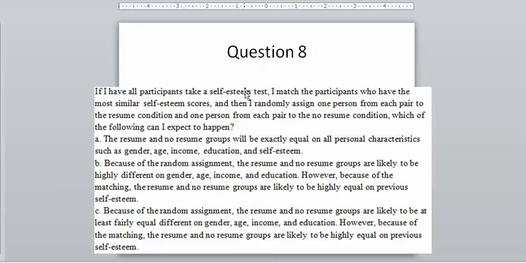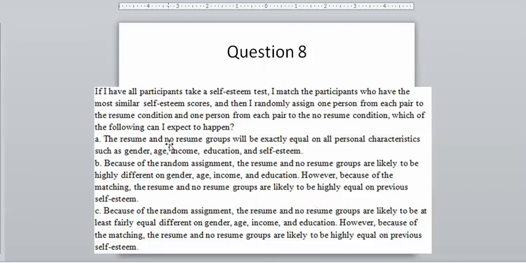This is saying that if I have all of them take the self-esteem test at the beginning of the study, I match them into matched pairs based on their self-esteem scores. Then one person from each pair is randomly assigned to the resume condition, and one person from each pair is randomly assigned to the no resume condition. By matching people on their previous self-esteem, I can make sure that the resume and no resume groups are equal on their previous self-esteem. So the resume and no resume groups are likely to be highly equal on previous self-esteem. That's because of the matching. So we know that this is correct.